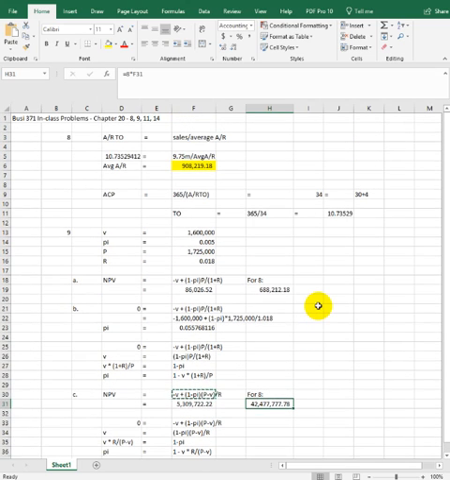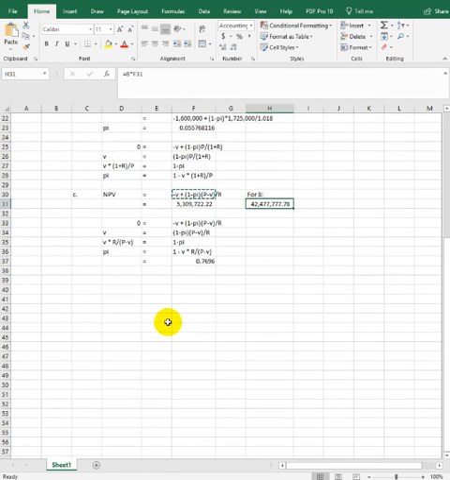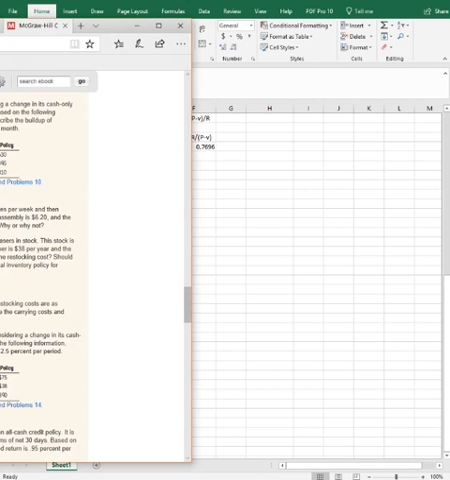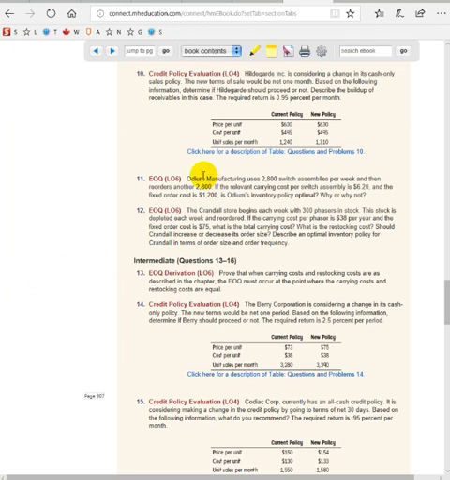All right, we need number 11 as well. So here we're going to scroll right on past and do number 11. Number 11, ODM Manufacturing uses 2,800 switch assemblies per week, and then reorders another 2,800. If the relevant carrying cost per switch assembly is $6.20 and the fixed order cost is $1,200, is ODM's inventory policy optimal? Why or why not?